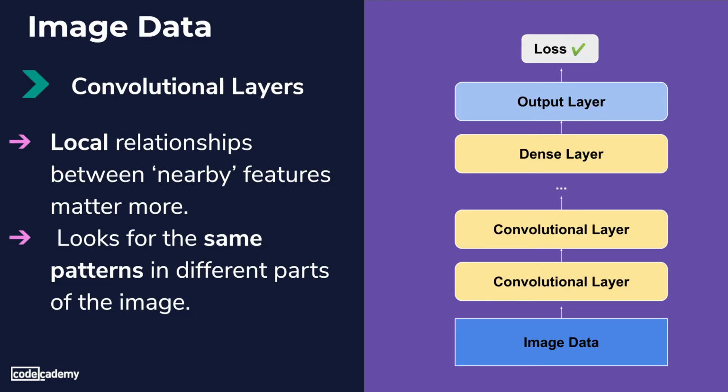Instead, we use convolutional layers. These layers hinge upon two fundamental ideas. One, that local relationships between nearby features matter more, and two, that we should look for the same patterns in different parts of the image. By convolving smaller weight matrices called filters, convolutional layers allow us to adequately process image data while learning a tractable number of parameters. Once we have used these convolutional layers and max pooling layers to further reduce the dimensionality of our input, then we can use dense layers in our model.